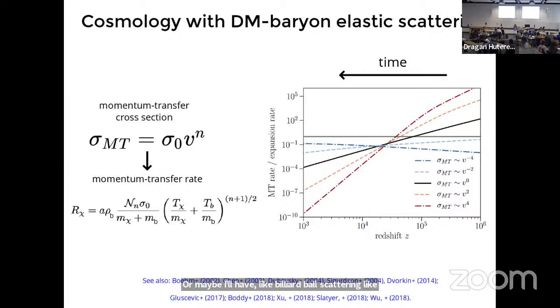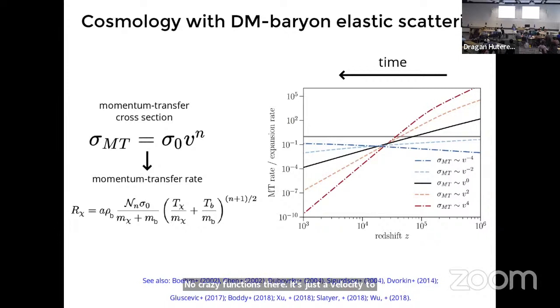For a cosmologist, all of these different scenarios will boil down to a power law dependence of the momentum transfer interaction cross-section, the cross-section that controls how fast momentum is transferred between dark matter and baryons. That is, sigma MT, the cross-section for momentum transfer, is a power law of the relative particle velocity. And that's all there is to it. Nothing funky, no crazy functions there. It's just the velocity to some power.